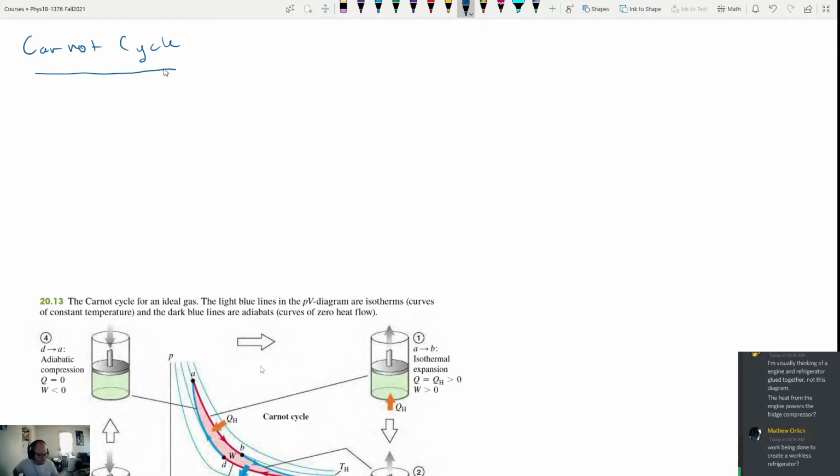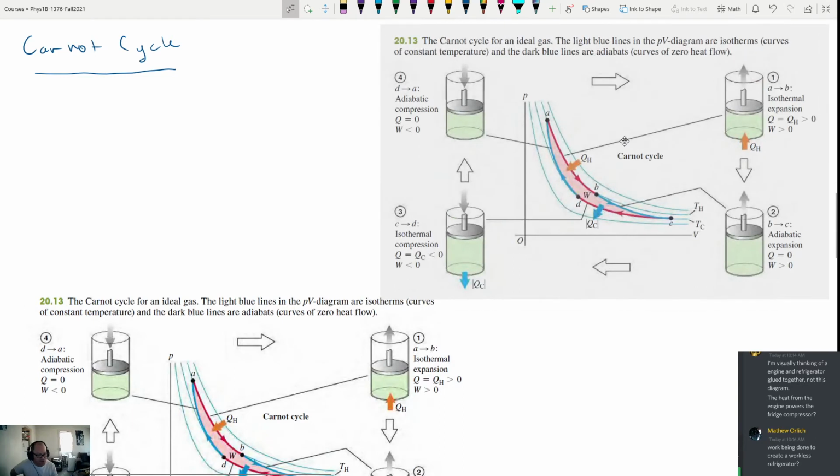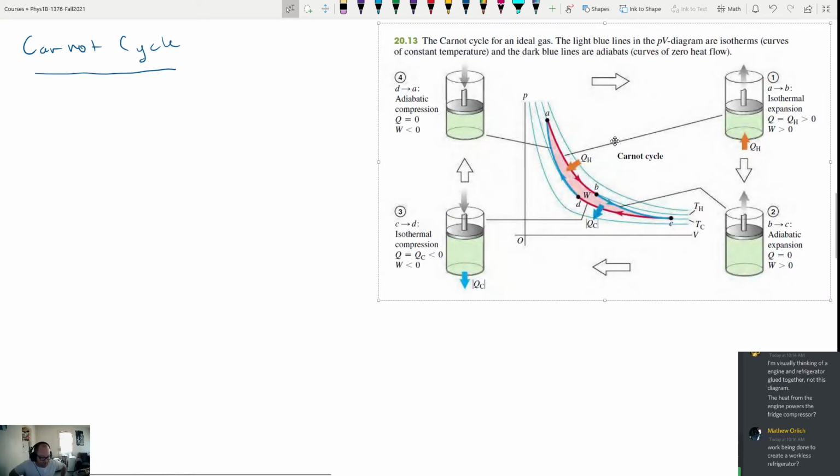So, as we said, according to the second law, no heat engine can have 100% efficiency. So, the natural question that arises is how big can the efficiency be? How efficient can an engine be? And our Carnot cycle is going to be the basis of what we call a Carnot engine. This is going to be a hypothetical idealized heat engine that has the maximum possible efficiency consistent with the second law.